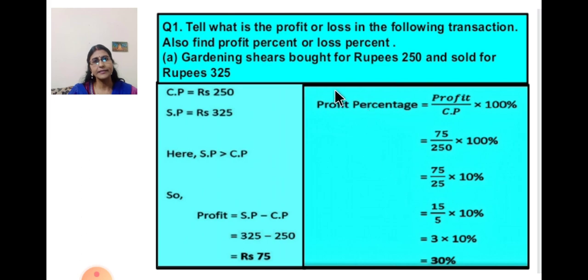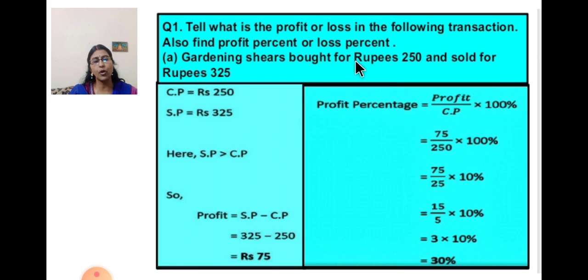Now next is question number 1, which is based on profit percent and loss percent. So let us do that. Tell what is the profit or loss in the following transaction. Also find profit percent or loss percent. So this is the first part of question number 1. First we did question number 2, now we are doing question number 1.